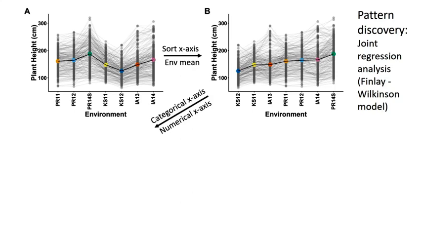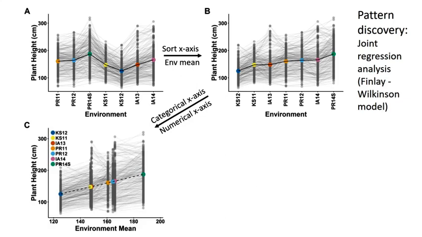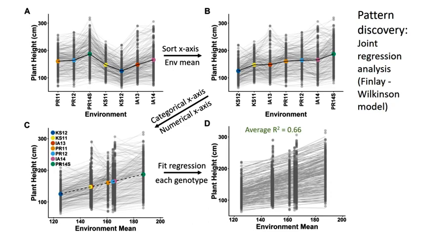Then we make the pattern more obvious by replacing this categorical axis with a numerical axis, and that gives us this figure. We can see some environments are stretched far apart and some are clustered together, but the environmental means fall along a straight line. In this case, we are able to fit a regression on each genotype, and that gives us the final figure.